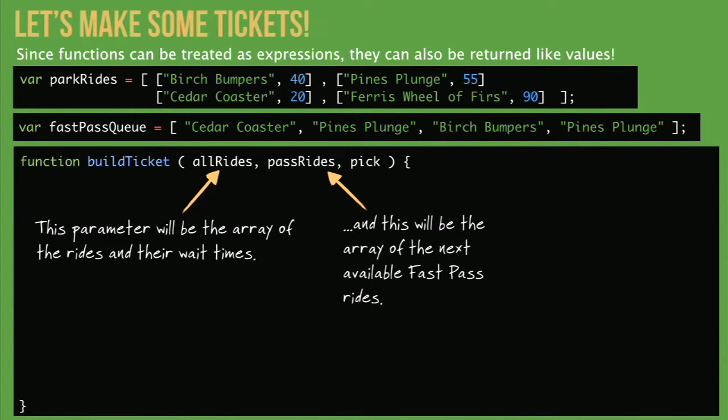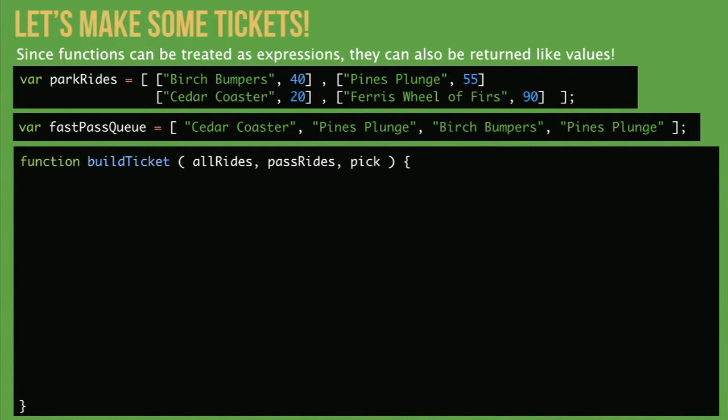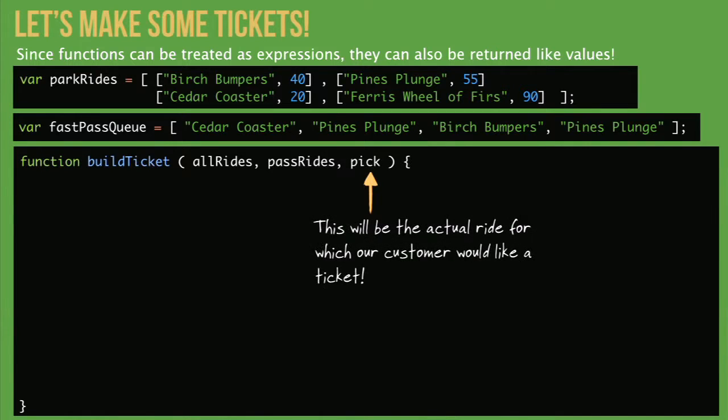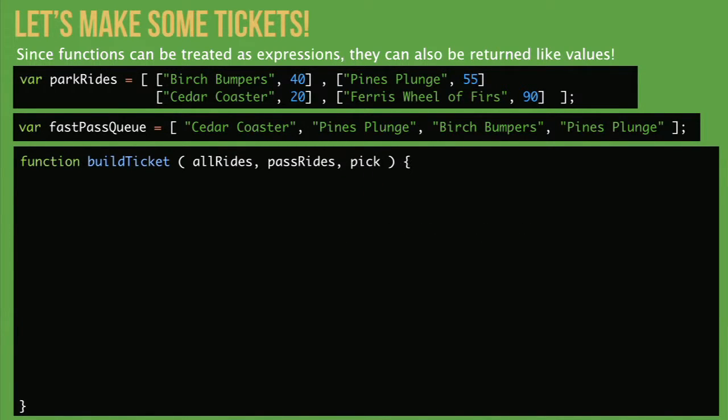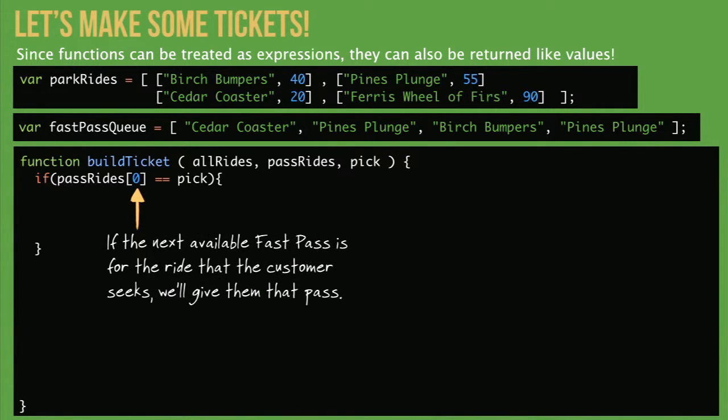This will be the array of all of those FastPass rides in order. Lastly, we will have the pick variable parameter, which will be the actual ride for which our customer would like a ticket. First thing we'll do is check to see if the very first FastPass that's available, found in passRides index 0, is the same as the customer's pick.